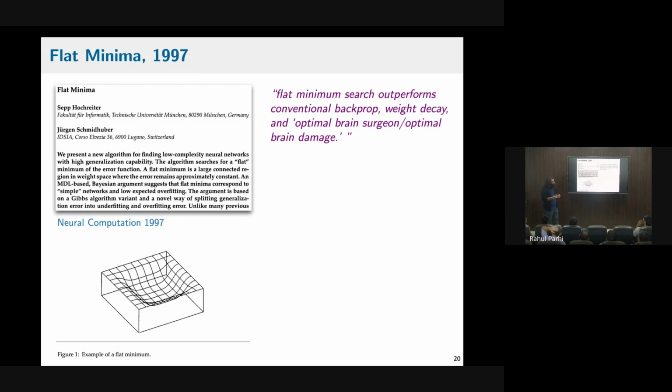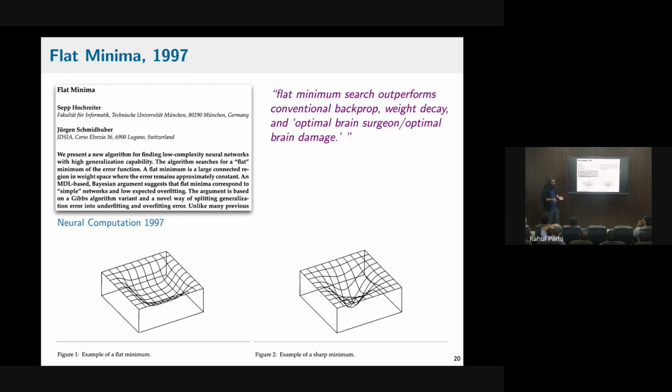And then you can say, okay, what's the opposite of flat? It's sharp. So a sharp minimum is one where the basin is very pointy. And the heuristic argument they gave, and I think they even had some experiments in this paper, is that the minima that live in these kinds of basins are better than the minima that live in those kinds of basins. Okay, so this is 1997.